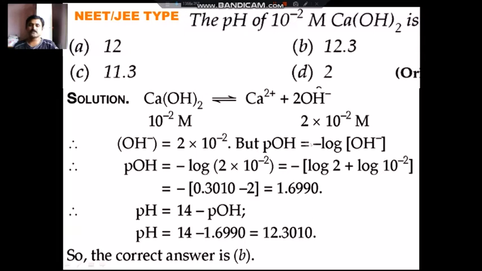From this OH minus ion concentration we can find pOH, and after substituting the 2 in 10 power minus 2, 1.6990 is the pOH value obtained. And if you substitute this in pH is equal to 14 minus pOH, you'll get 12.3. So the correct answer for this one is option B.